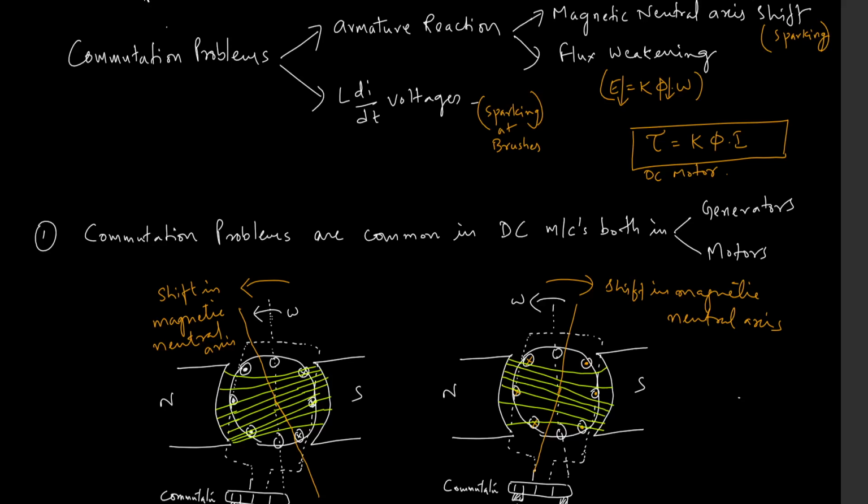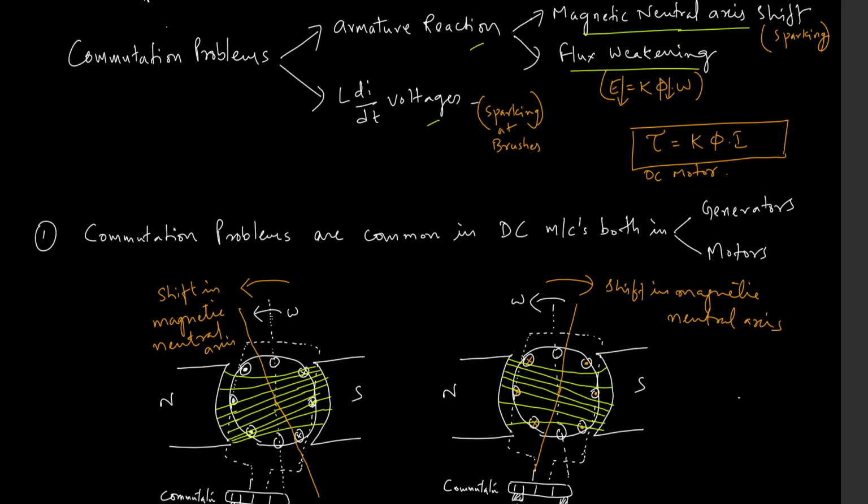In last class, we discussed the commutation problems in DC machines, and we came to know that armature reaction and L di/dt voltages are the two main problems associated with commutation. Armature reaction has two effects: one is the magnetic neutral axis shift and the other is the flux weakening effect, right?